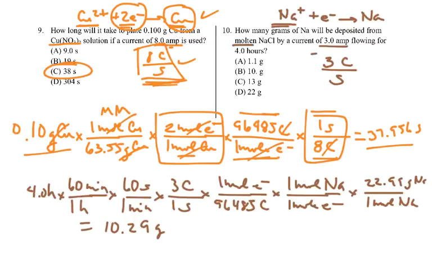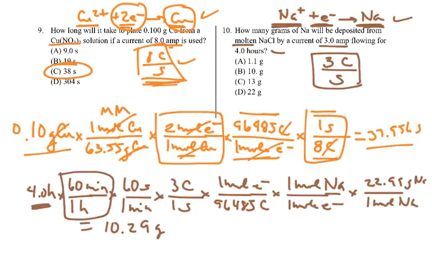A current of 3 amps means that there's 3 coulombs per second. We can use that idea. And since it's NaCl, we know that Na plus plus an electron turns into sodium. So 1 mole of electrons will give us 1 mole of sodium. We're going to use that idea. So we start off and we say, okay, 4 hours. And we know that for every hour there's 60 minutes, and for every minute there's 60 seconds.